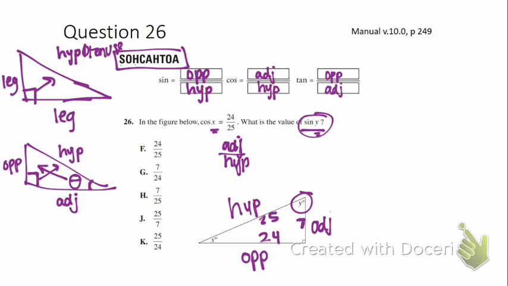And the question is, what is sine? Sine is opposite over hypotenuse. Opposite here is 24. Hypotenuse is 25. So my answer is 24 over 25, which is F.